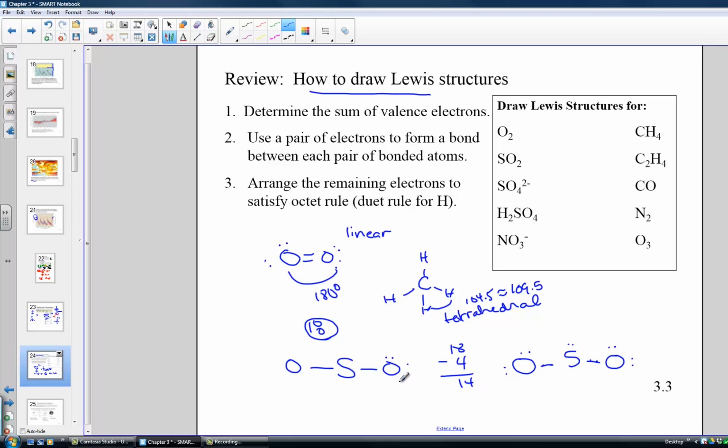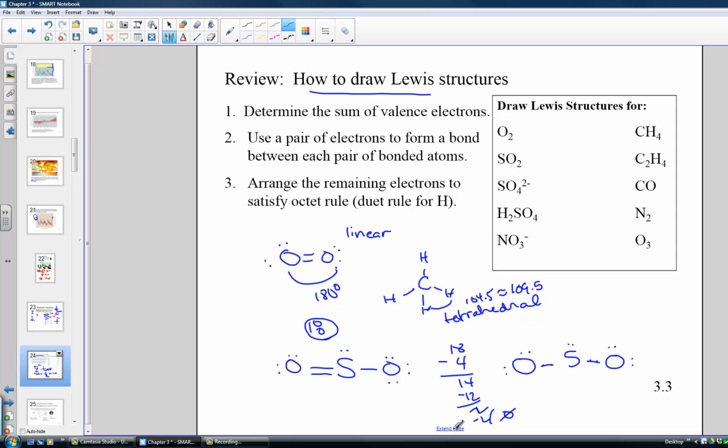Then the rule says place the octet around all of the atoms that are not the central. That would leave me 12. So 2 more to go. That's where I place them like this. So that's the step I took here, getting ready to go here. Placing the 2 dots leaves me no dots left, but the sulfur only has 6. So that's why I was saying we have to erase a pair of electrons from the oxygen, and that's my clue that I need a multiple bond in one direction.